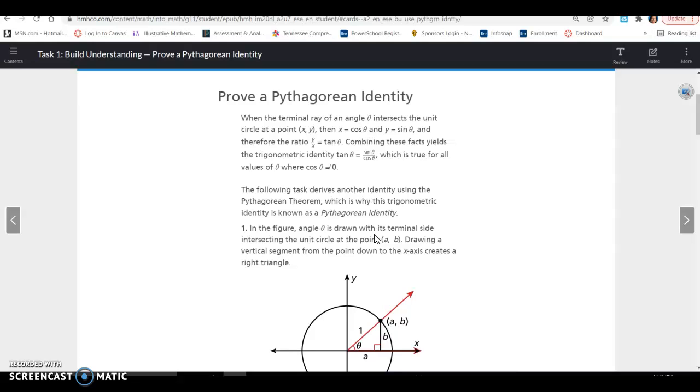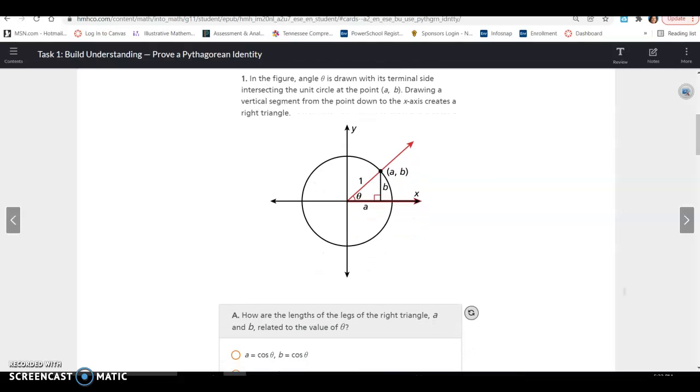In the figure, angle theta is drawn with its terminal side intersecting the unit circle at point (A, B). Drawing a vertical segment from the point down to the x-axis creates a right triangle. This is similar to what we looked at before. This is your initial side, this is your terminal side, and we've rotated counterclockwise, which is the positive direction because this is in the first quadrant, and this is our angle theta. Whatever our angle theta is, we have a side and a hypotenuse, so we can use the Pythagorean theorem here.